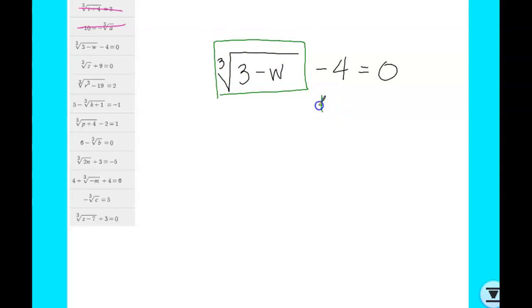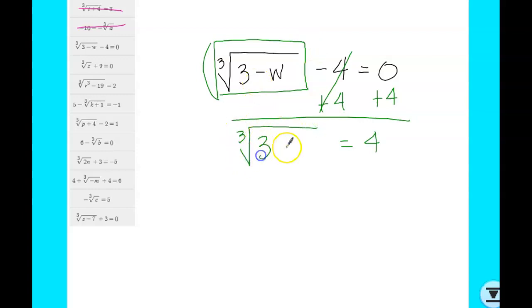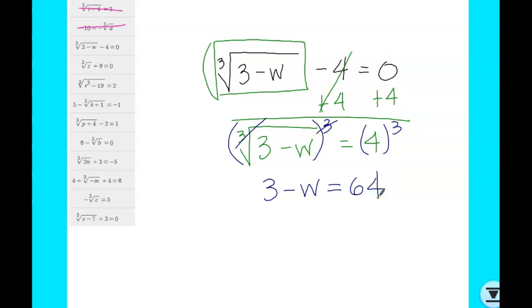So we're going to start by adding 4 to both sides. And we're going to drop this down. So this is the cube root of 3 minus w. And now we can start getting rid of our radical sign. So we're going to cube both sides. So the inverses say bye-bye. We have 3 minus w is equal to 4 cubed, which is 64.